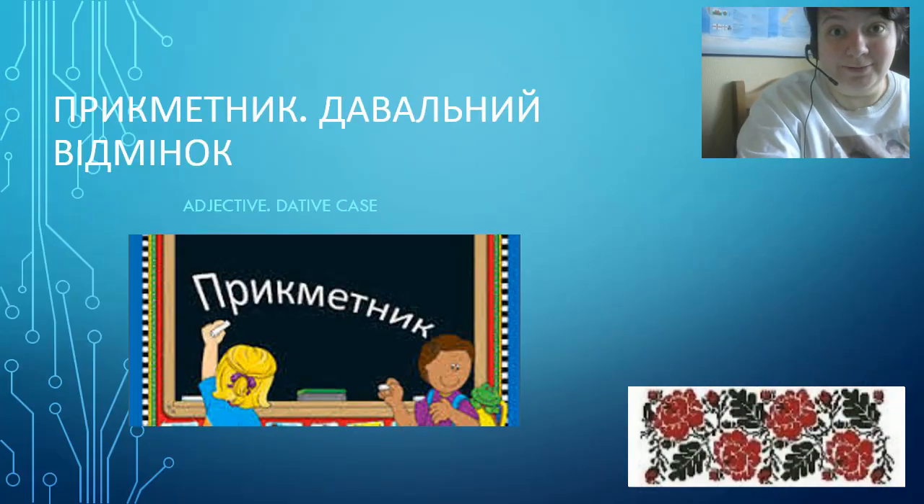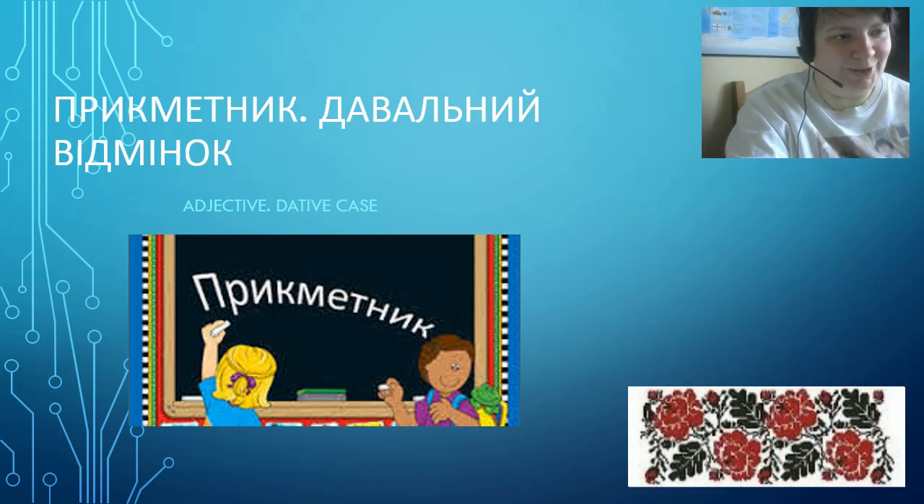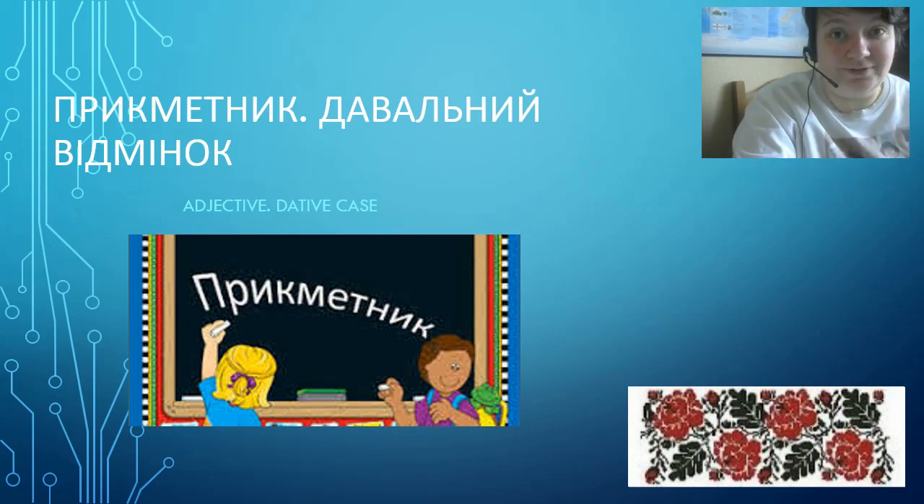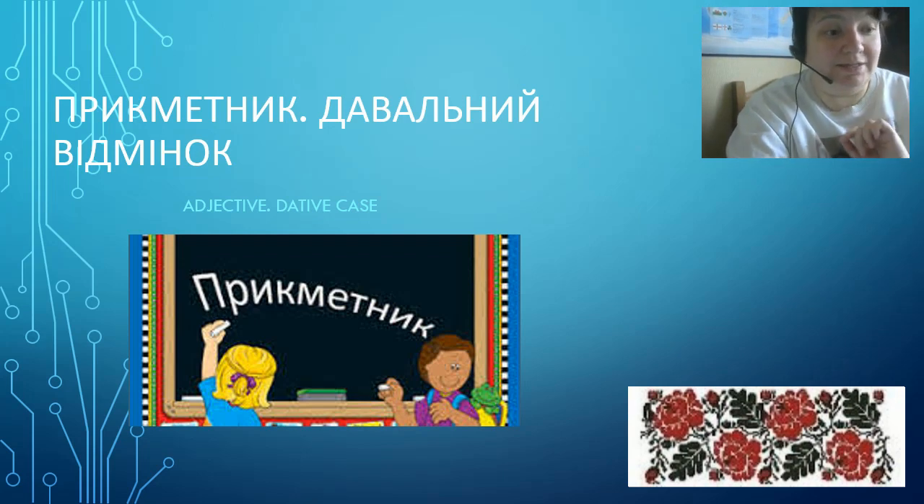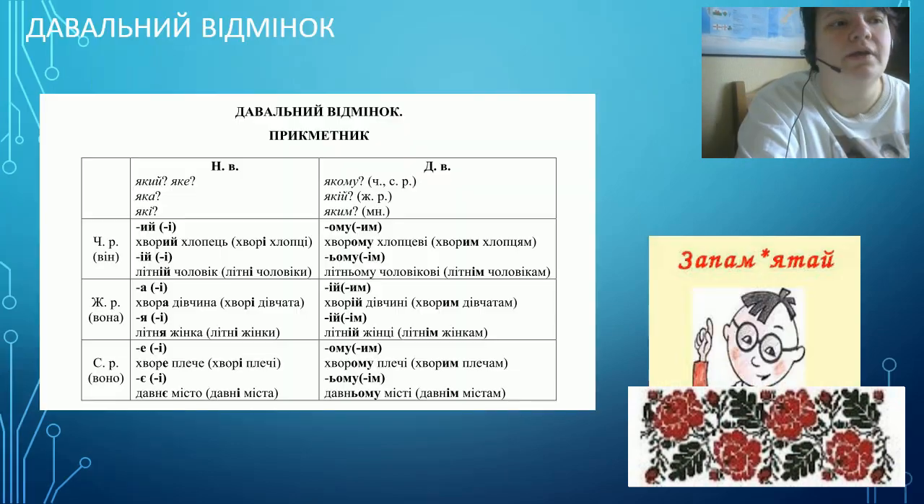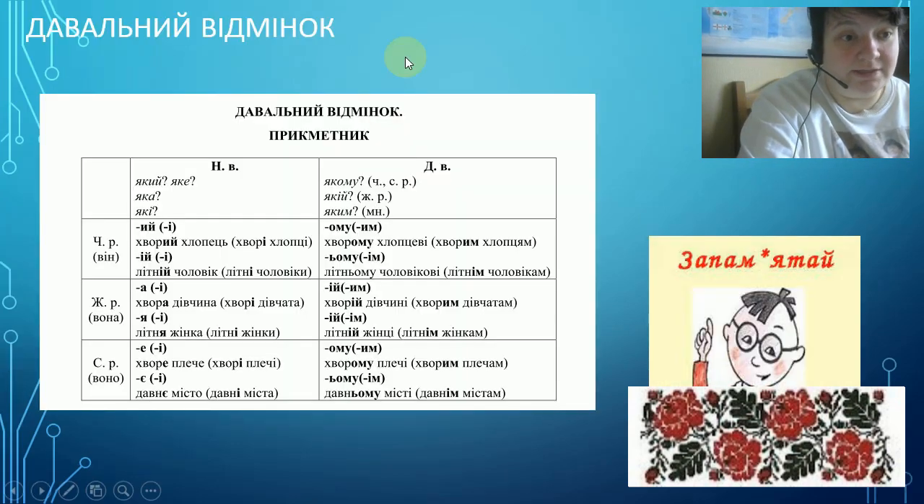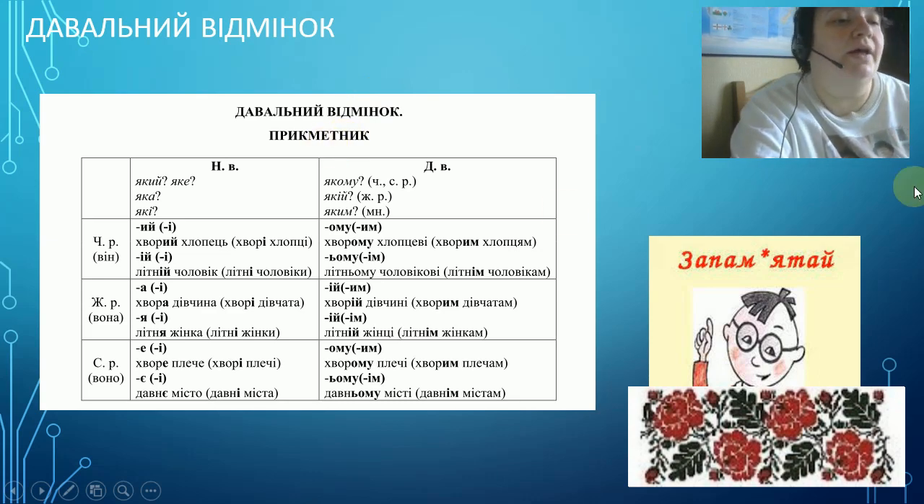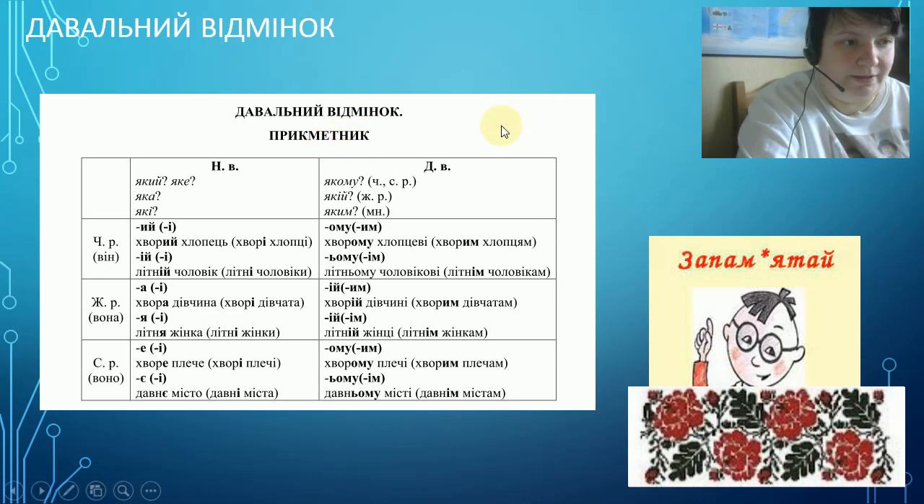Let's start. Прикметник, давальний відмінок. Adjective, dative case. So let's start looking through this case of adjectives and nouns. Dative case of adjectives. Давальний відмінок прикметників.